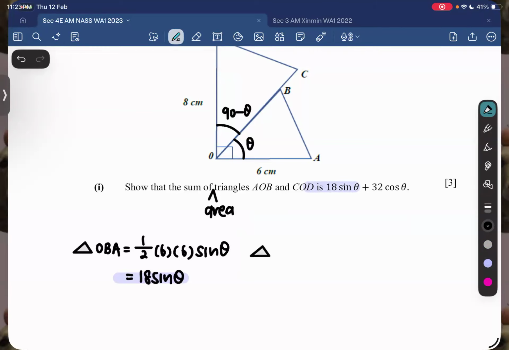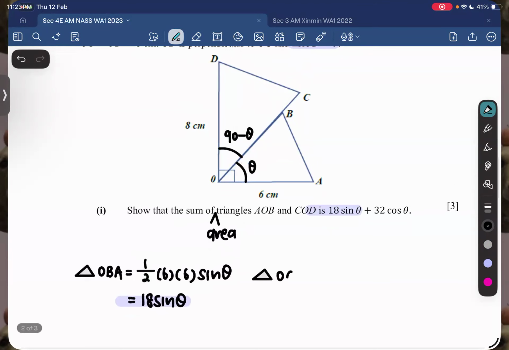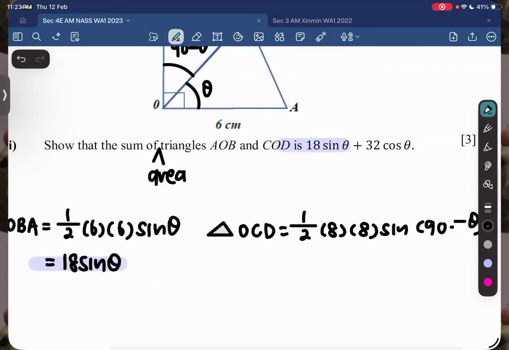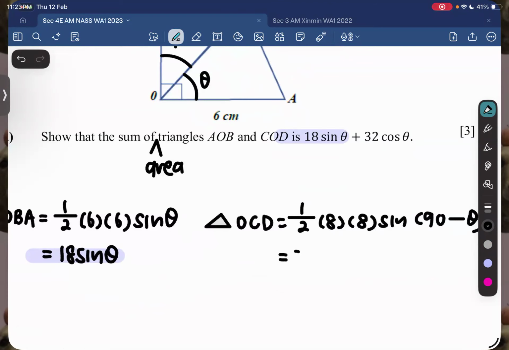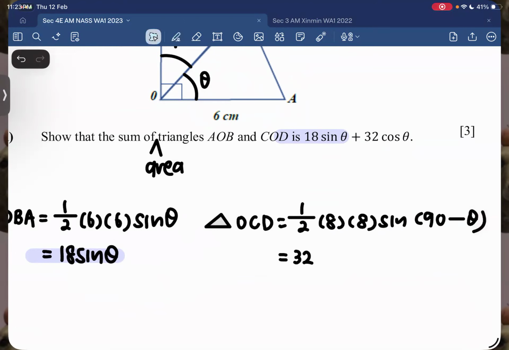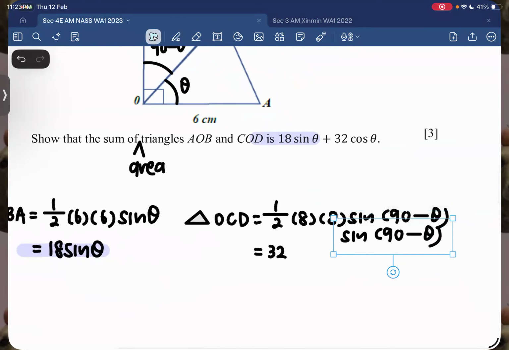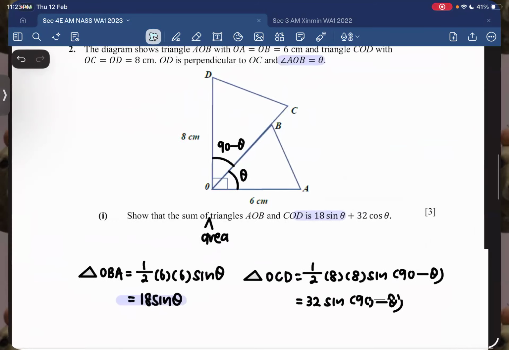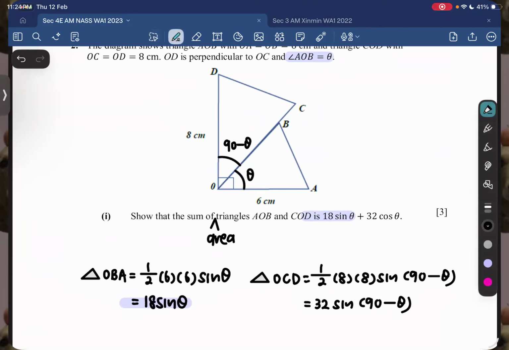The other triangle is OCD. This one here is what though? Half a b sine... why is it 90 minus theta, right? Okay, so what I want you to be doing here is, what is 90 minus theta? Never mind, we do half times 8 first. So that is 32, and then sine this thing. Correct? So what I want you to understand is, let's see, why did my screen shrink?